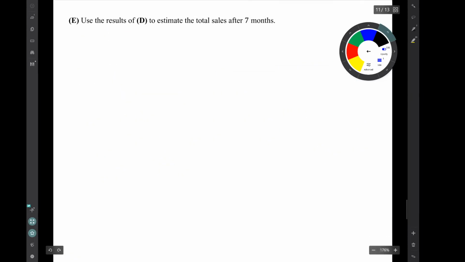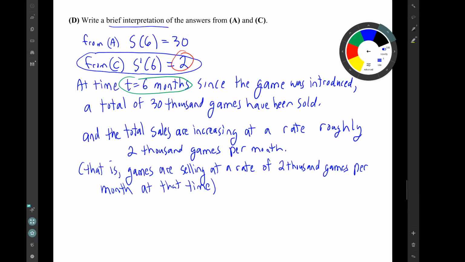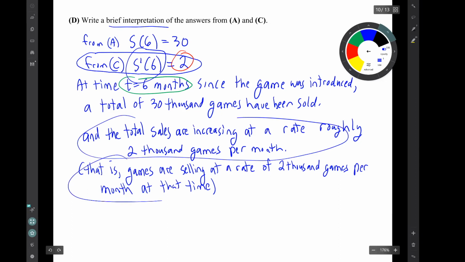Let's go on. Question E: use the results of D to estimate the total sales at 7 months. Well, how do we do that? Well, this goes back to the discussion of marginal analysis that we had in section 2.7. Remember, S prime of 6 is the marginal sales at time 6, and it's interpreted this way. It's also interpreted this way.